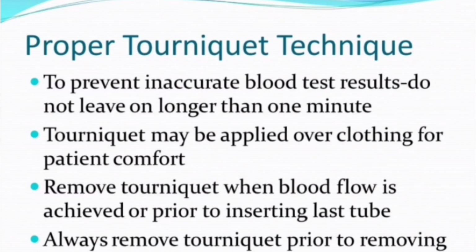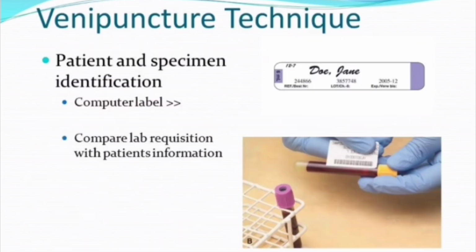Tourniquet technique: to prevent inaccurate blood test results, do not leave it on longer than 1 minute. The tourniquet may be applied over clothing for patient comfort. Remove the tourniquet when blood flow is achieved or prior to inserting the last tube. Always remove the tourniquet prior to removing the needle.